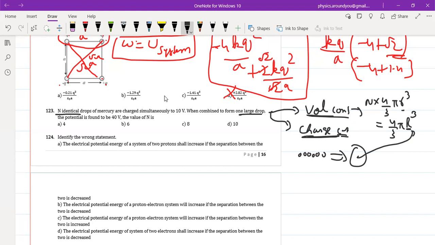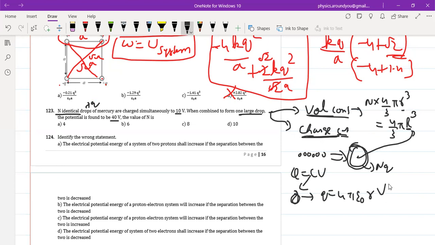This is charge conservation. If each of these droplets has q charge, the total charge is going to be nq, because charge is conserved. Now, how do you relate these potentials? Potentials we relate with the help of the concept of capacitance, which is Q equal to CV. We apply it for one drop at first. For one spherical drop, it is Q equal to 4 pi epsilon naught r into V1, where V1 is the potential of the individual drop. Here V1 is 10 volts.